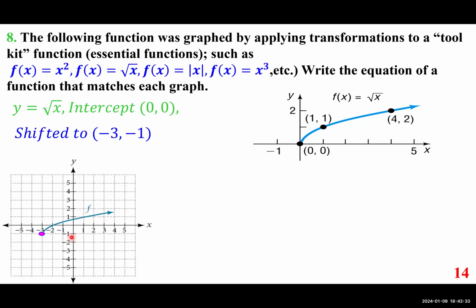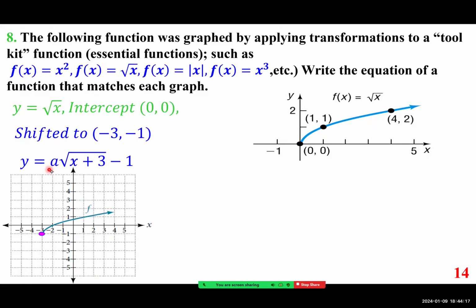So the shift is therefore 3 units to the left. That means it becomes x plus 3. 1 unit down, that means -1. So we have square root of x, inside is plus 3, outside is -1. Now, since we are not too sure if this hasn't been stretched, we want to put an a in front, because this a may or may not be 1. We don't know yet. We have to figure it out.